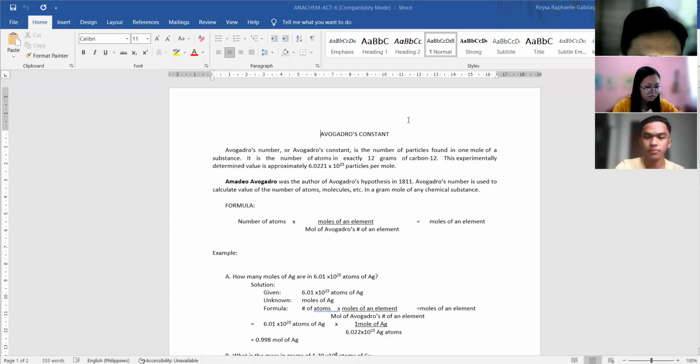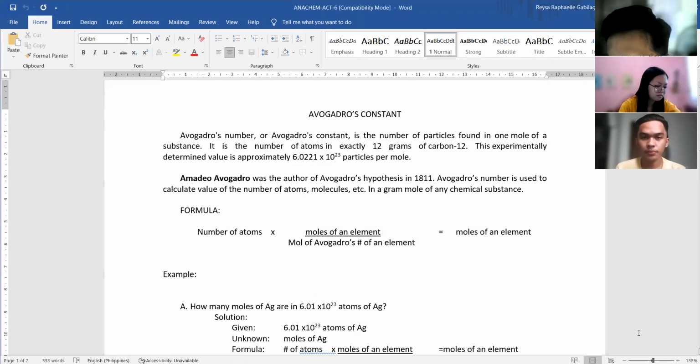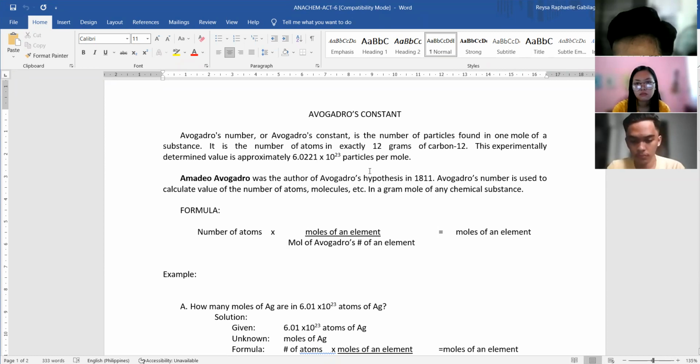This one is Avogadro's constant. I think you heard about Avogadro's number already, or Avogadro's constant. That's the number of particles in 1 mole of a substance.